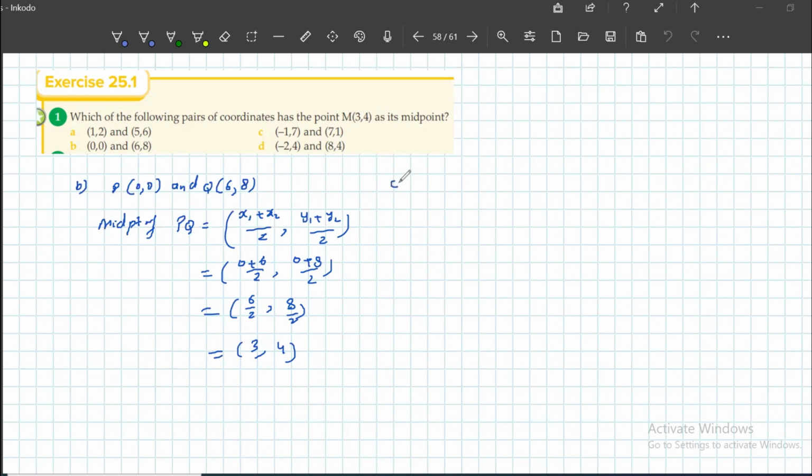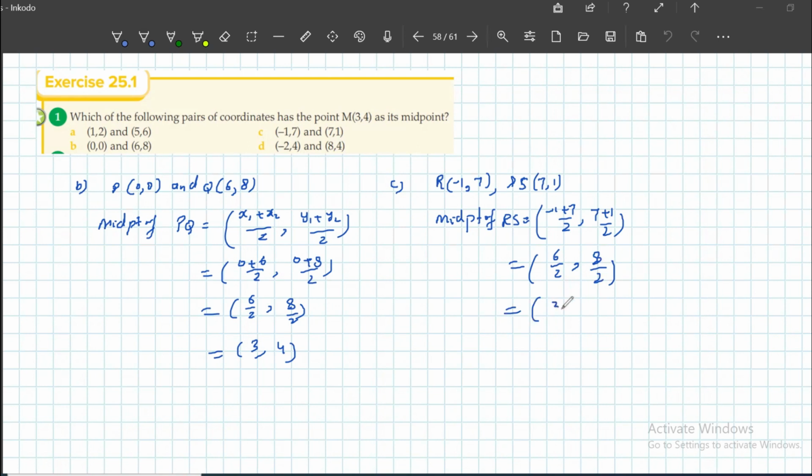And if I check part C, let's suppose one point R is minus 1 comma 7, and the second point S is 7 comma 1. The midpoint of RS, I'm using the formula directly now, is minus 1 plus 7 over 2 and 7 plus 1 over 2, which is 6 over 2, 8 over 2, which is equal to 3 comma 4.